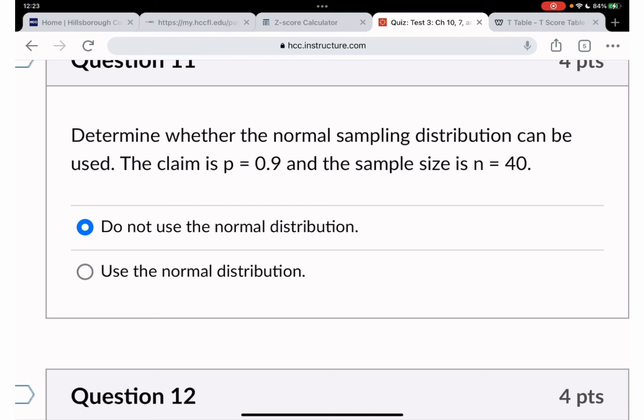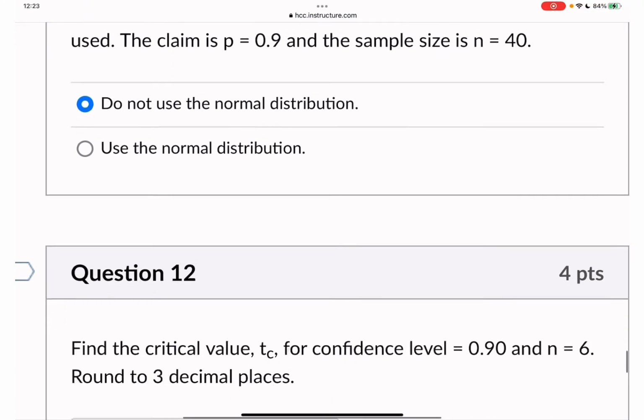So in this case, out of 3 conditions, 2 are working and 1 is not working. That is n times 1 minus p. Because 1 minus p is 0.1, you multiply by 40, you get 4. Therefore, the normal distribution is not going to work.